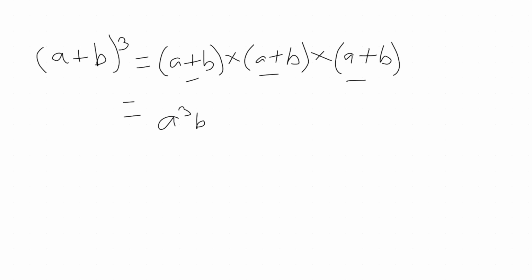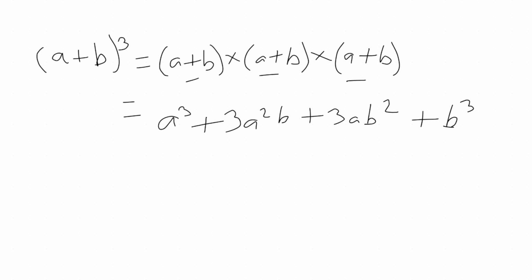a cube plus 3a square b plus 3ab square plus b cube. So the trick that you have to realize here, there are two terms, a and b.